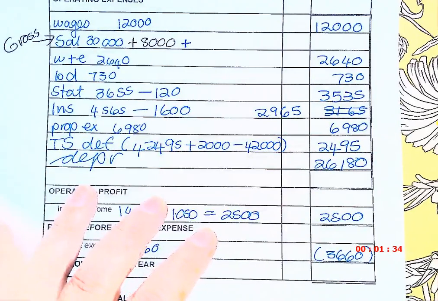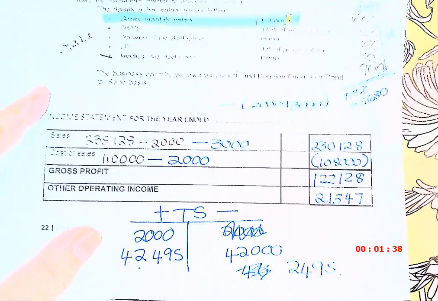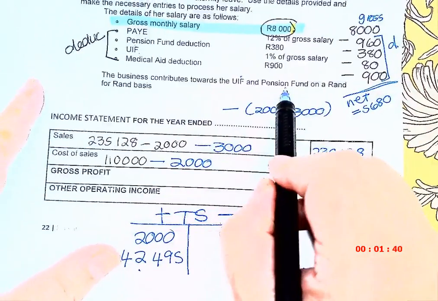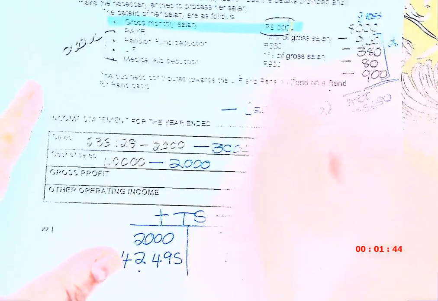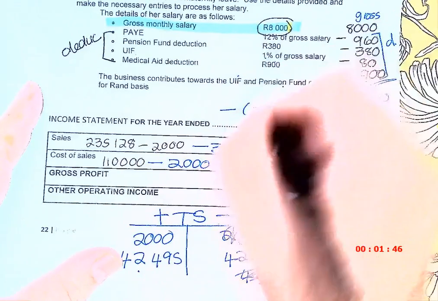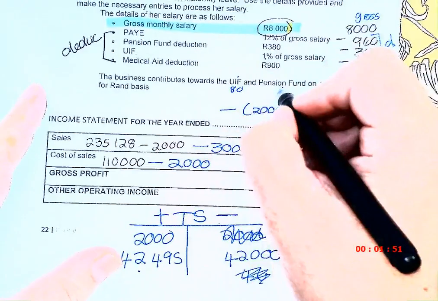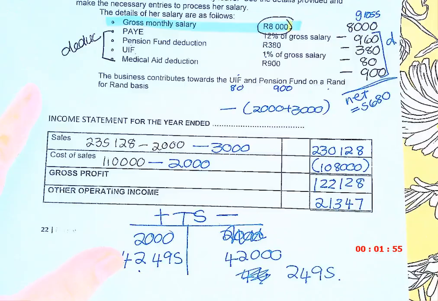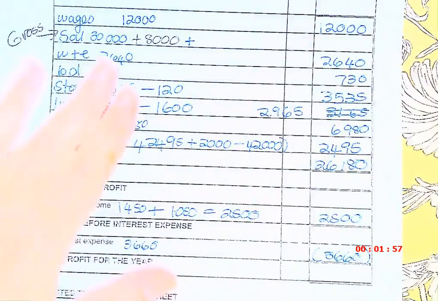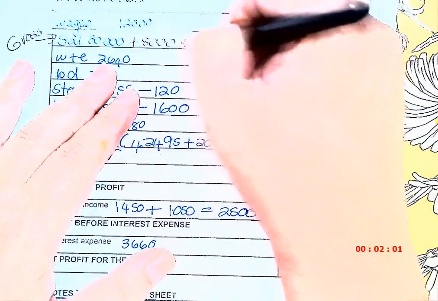So what are these contributions? They say UIF and pension rand for rand. So in other words, UIF is also going to be 80 and pension is also going to be 900. So I'm going to add here 80 and 900.